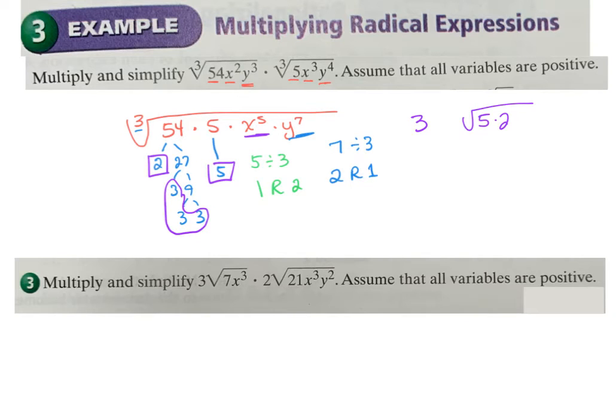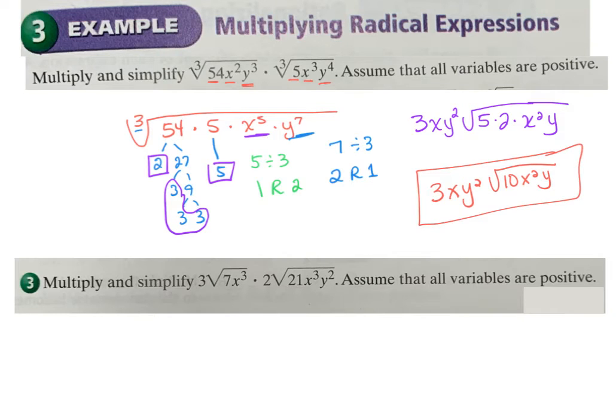So for my variables, x's, I have 1 x that stayed out, 2 x's that went in. For my y's, I have 2 y's that came out, 1 y that stayed in. And then I'm just going to simplify it. 3xy squared on the outside, 10x squared y on the inside. For this one right here, you have a 3 and a 2 on the outside. Those start out on the outside. 3 times 2 is already on the outside before you take anything out.